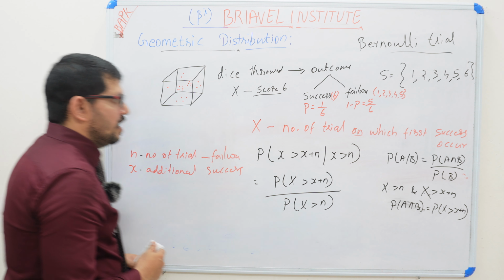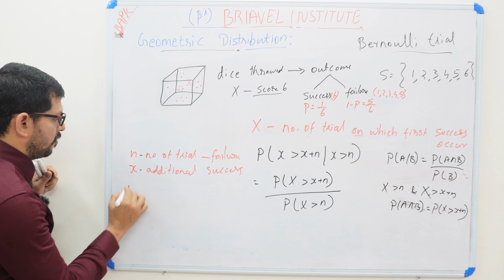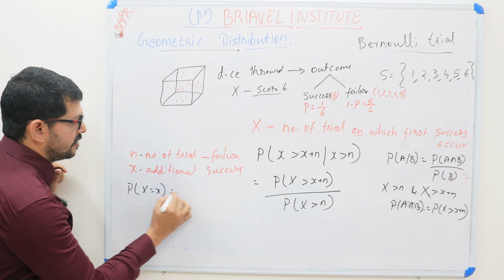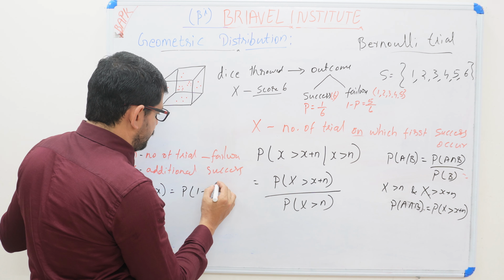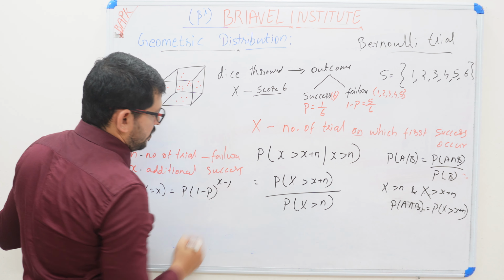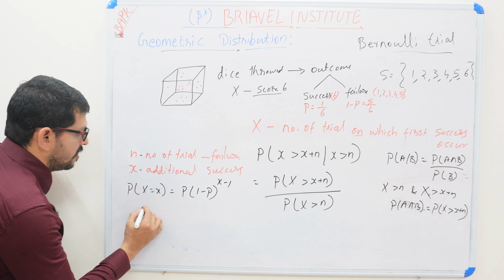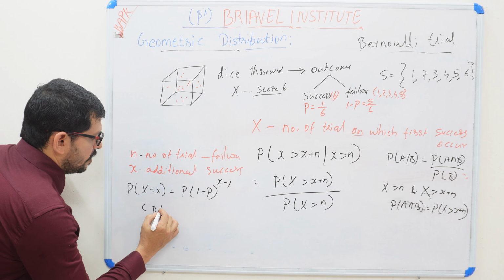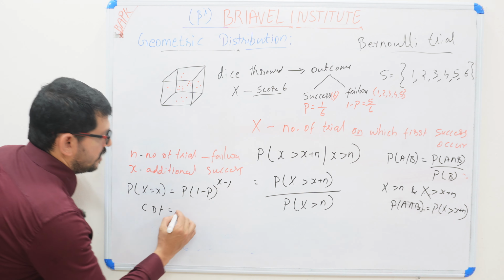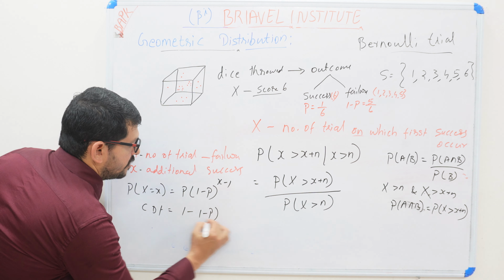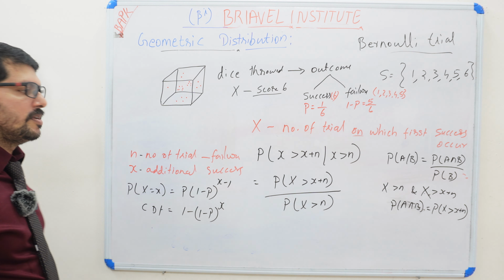How do we write this? We already studied the probability distribution: the probability of S equal to x is p multiplied by 1 minus p raised to x minus 1. The cumulative distribution function, CDF, is equal to 1 minus 1 minus p raised to x. This is the cumulative distribution.